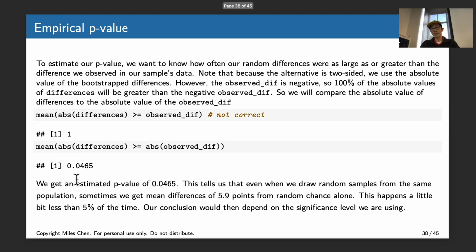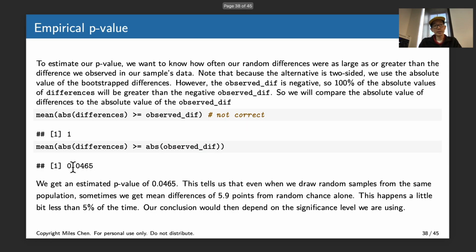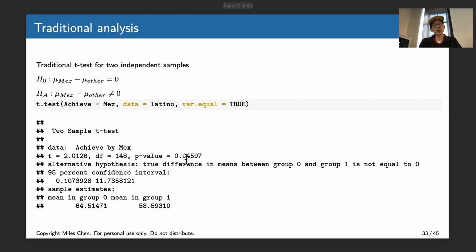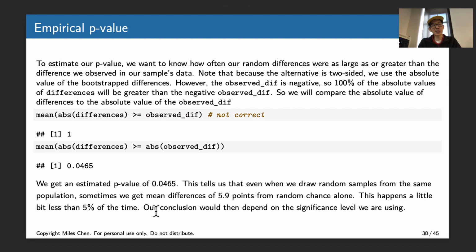Okay, and so we do that and we say, how often did we get a difference of, whatever, 5.9 or more? And we get something around 4.6%. So this aligns very closely with what we got from the t-distribution or t-test. So that's a good sign, I guess. So we get something very similar to that, and that's that.